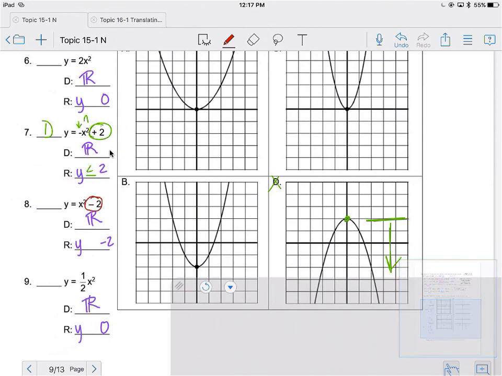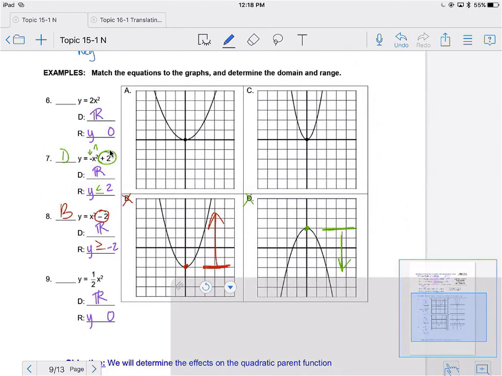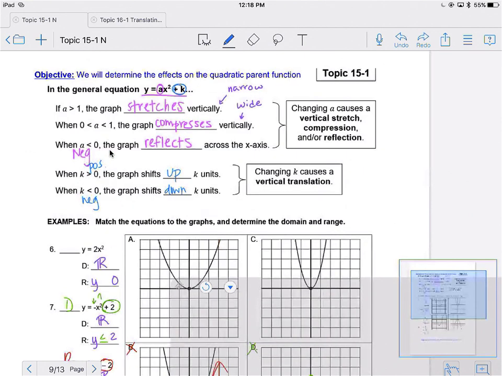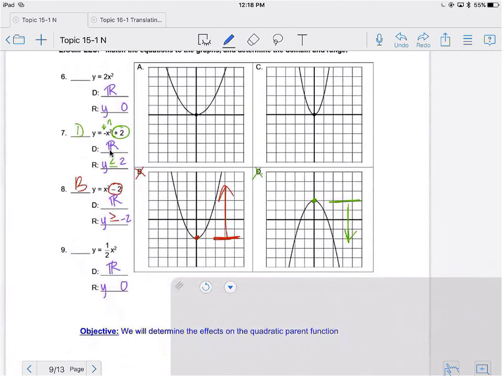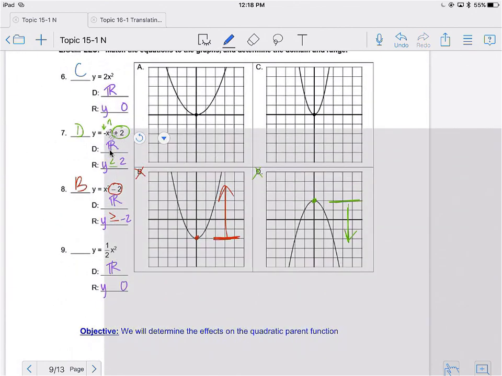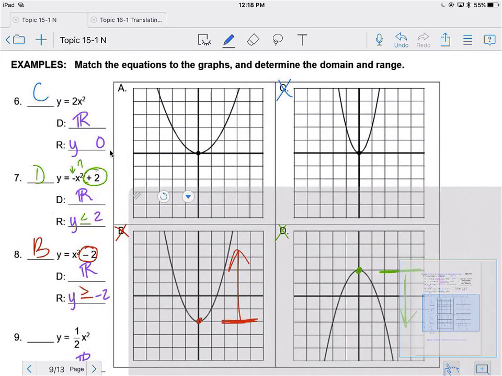The next one I would look at is the -2 because that one means I'm going to go down 2. The only vertex that goes down 2 is graph B. And then for my range, I start at -2 and go up, so I'm getting greater than -2. This leaves me with A and C, and I'm looking at 2x squared and 1/2 x squared. Remember that a big number stretches but makes it narrow. So between A and C, C is more narrow, so C would have a 2 in front of it. The bigger the number, the skinnier the graph.